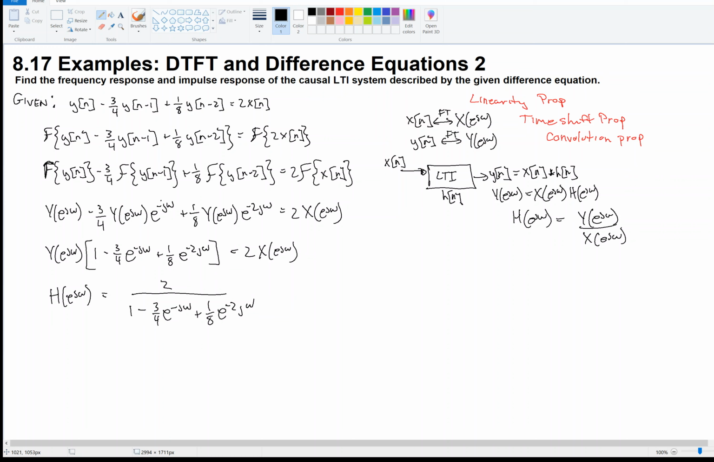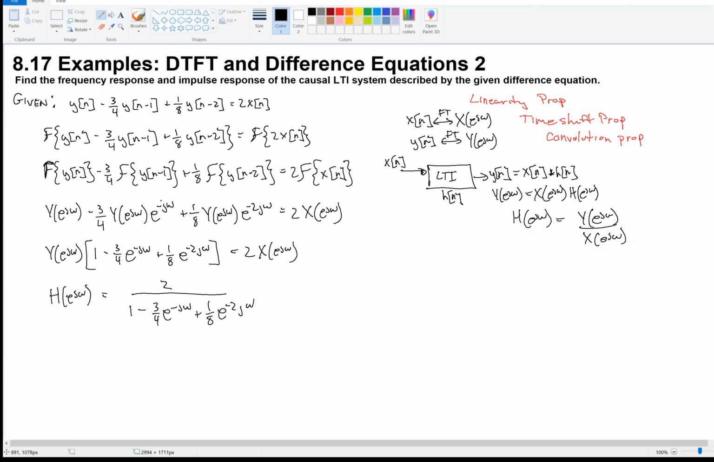Now the question is, well, that's the frequency response, really. So that's part of our answer. And so the question now is, how am I going to get the impulse response? I need to find the inverse transform of this thing. So how do I do that?